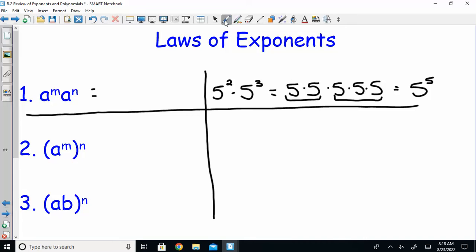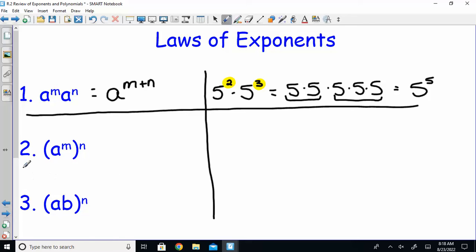So the question is, what do we do with those exponents? Add them. So a to the m times a to the n is a to the m plus n. These exponent rules, if you don't remember the rule, back it up and think about a problem. If we work it out, what does it mean?